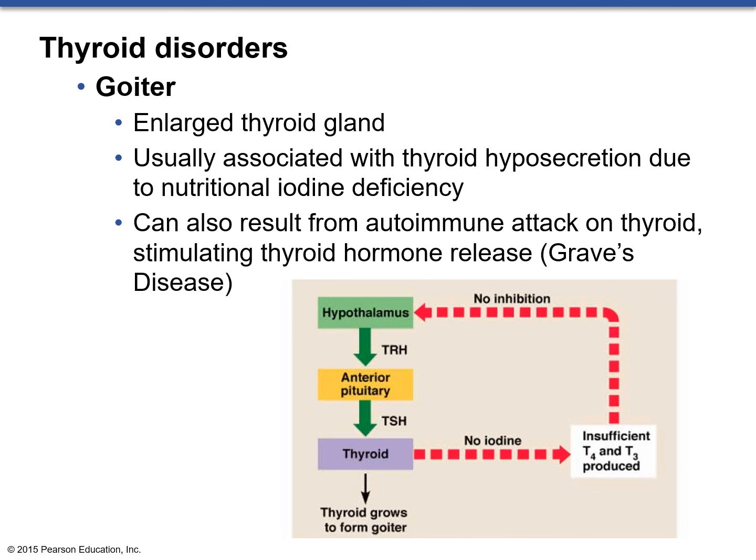So because of this, there's going to be an enlargement of the thyroid gland as more thyroid stimulating hormone is sent down to the thyroid gland. This is called goiters. It's usually associated with a thyroid hyposecretion due to a nutritional iodine deficiency. It can also result from an autoimmune attack on the thyroid gland. We call this Graves' disease.